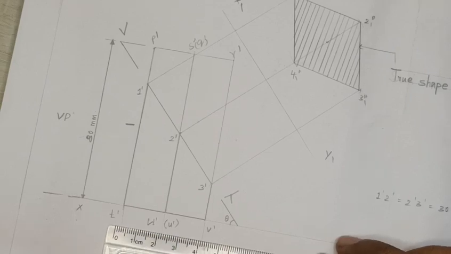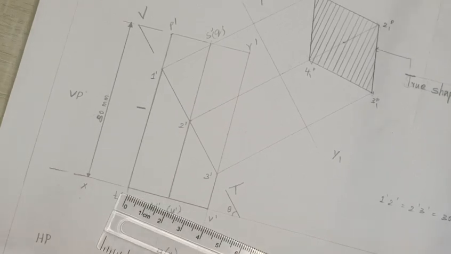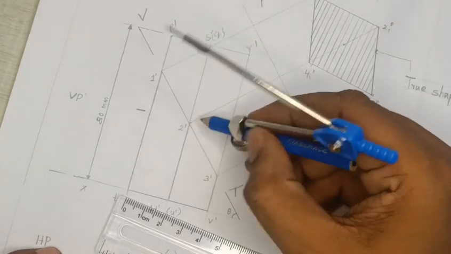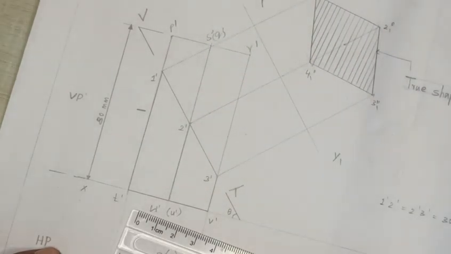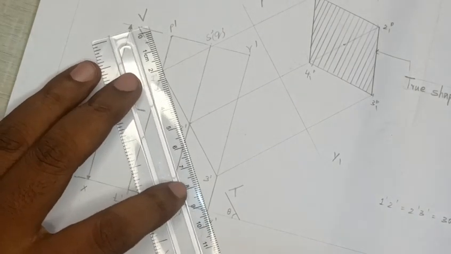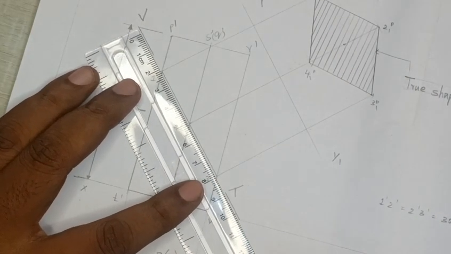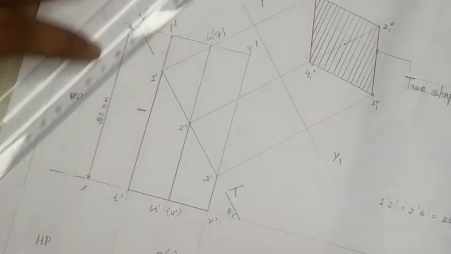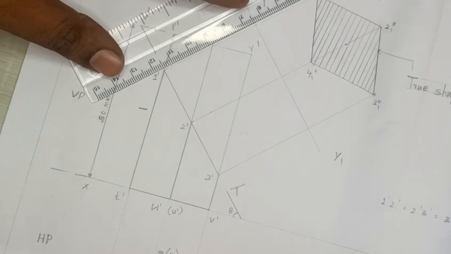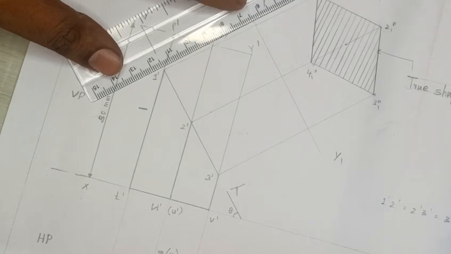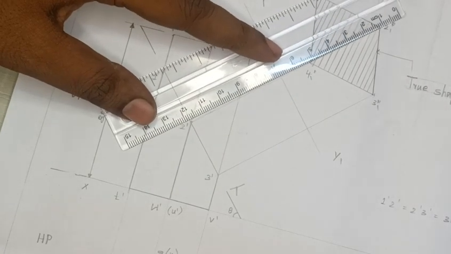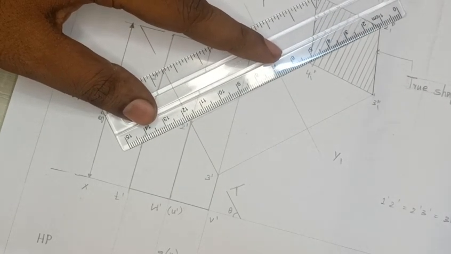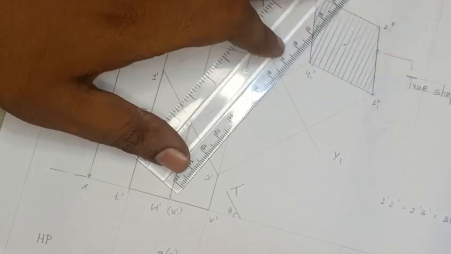Next, fix the midpoint, that is 40 mm, and draw an inclined line. That portion cuts the prism at V and T. Mark the V and T. Now draw the perpendicular lines, similarly 1 dash and 1. Similarly extend the perpendicular lines to 2 dash and 3 dash.